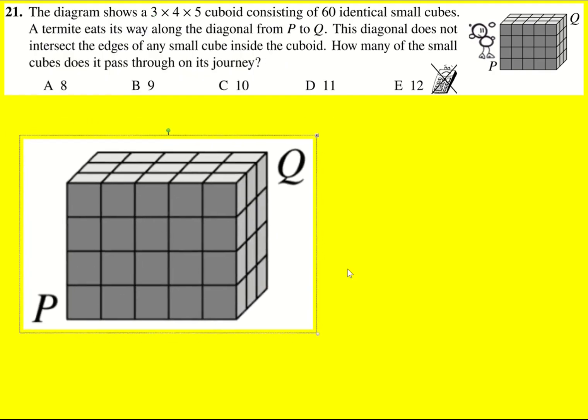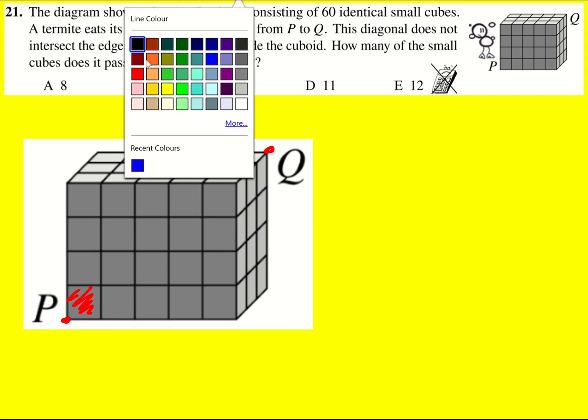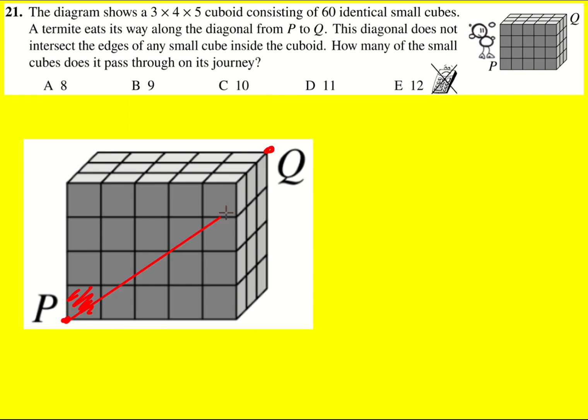We have this 3 by 4 by 5 cuboid, and we're going from P to Q. And obviously this is the starting cube. Just going to draw the diagonal on. Okay, but it's actually quite hard to visualize exactly what's going on inside. And when I first did this question, that's what I was trying to do. I was trying to look in the 3 different dimensions and visualize how we're getting through the cubes.